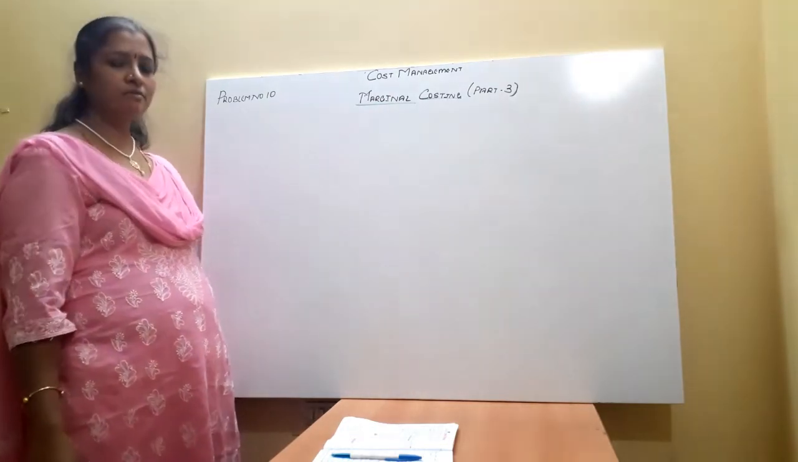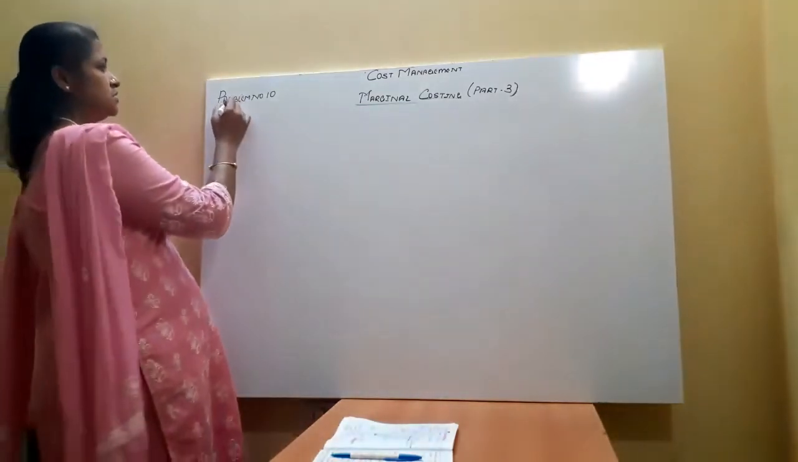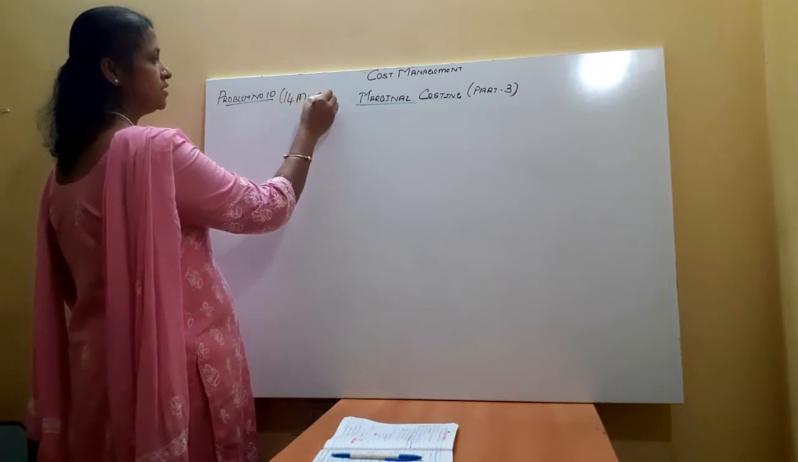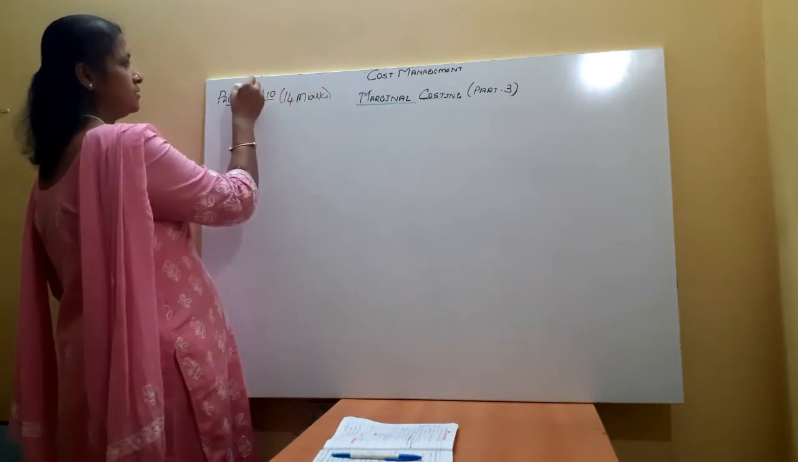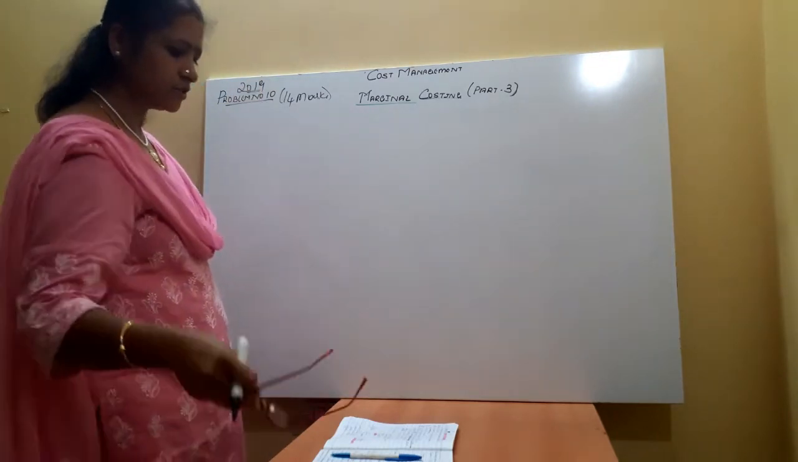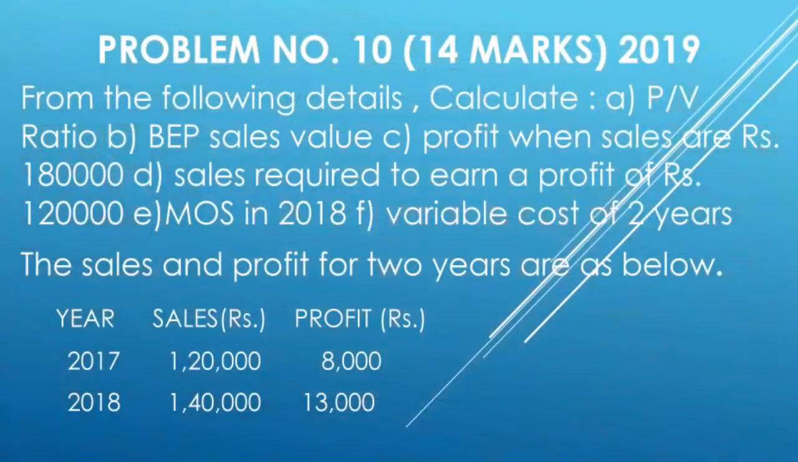Okay, so in 14 marks question, today we'll be working out our problem number 10, which is a 14 marks problem and which is asked in the year 2019. Okay, in 2019, they have asked you this question for 14 marks. So the question says, from the following details, calculate the PV ratio, variable cost for 2 years, and then BEP, sales value, profit, and so on.